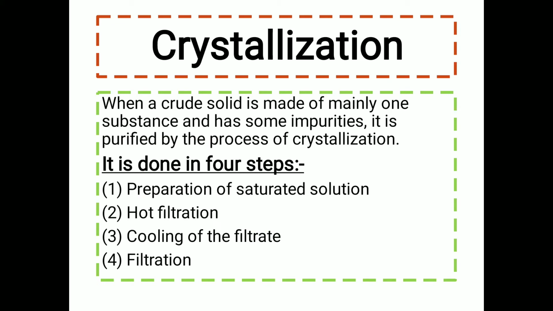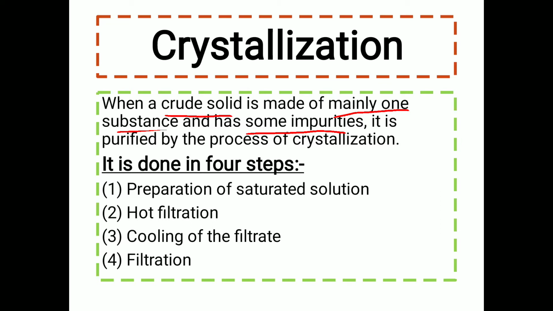Crystallization method. The definition of crystallization: when a crude solid is made up of only one substance and has some impurities, it is purified by the process of crystallization. That means the impurity present in the main substance is in a very small amount, so it cannot be removed by the filtration method. So for this we use the crystallization method. The difference between filtration and crystallization is that in filtration there is a large amount of impurities, but in crystallization the impurities are in a very small amount.